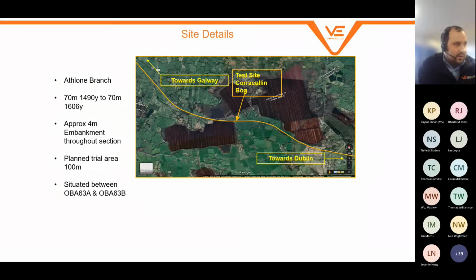We planned a 100-metre long trial area, pretty much central between Dublin and Galway. You can see from the aerial photograph there as well that some of the bogs still remain worked, so they're used for material that's then recovered from the bogs for heating.